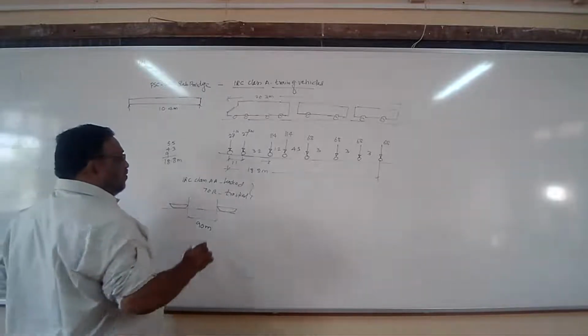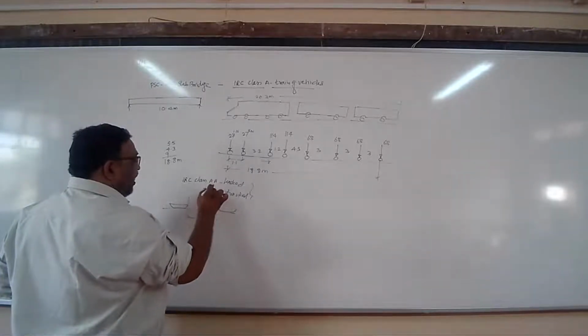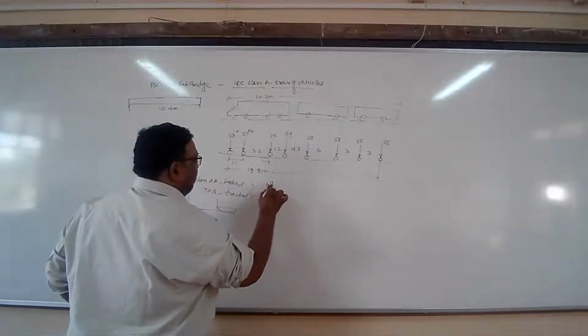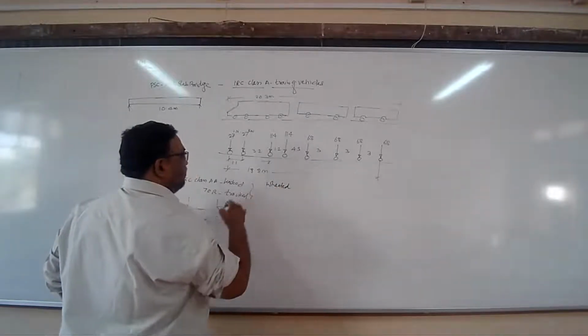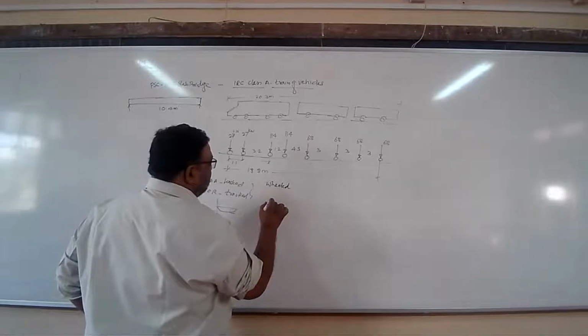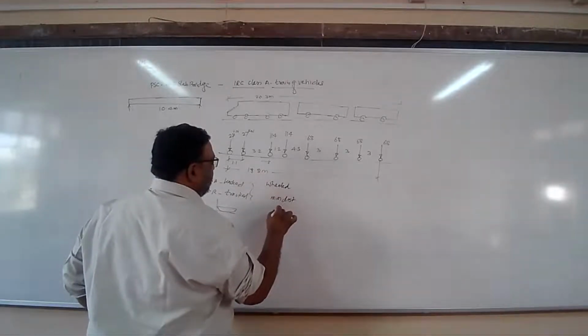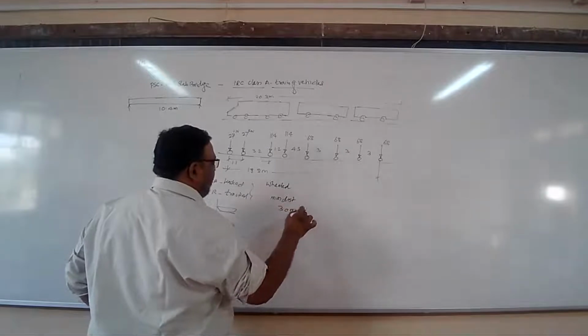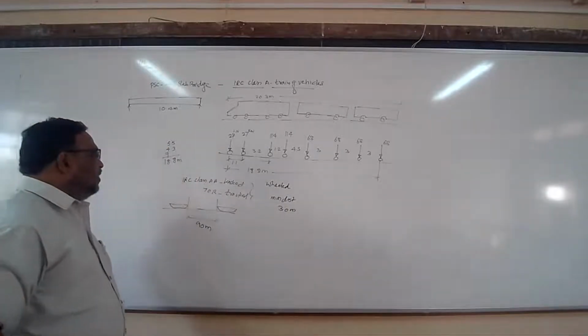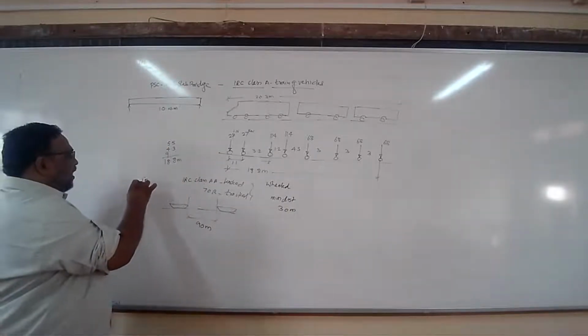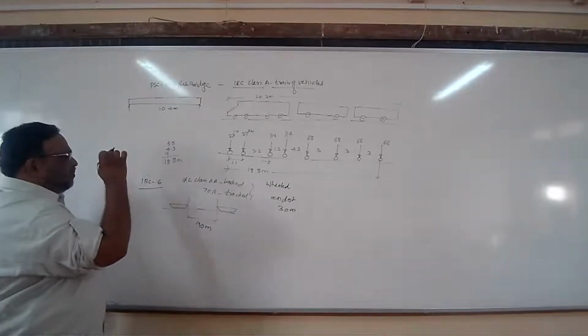In case of 70R or Class AA, but if it is a wheeled vehicle, then the minimum distance between the two successive vehicles must be 30 meter. That is given in IRC. We have seen all this; all these guidelines are available in IRC 6.